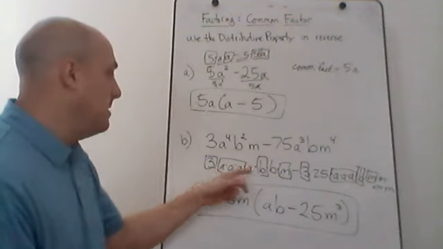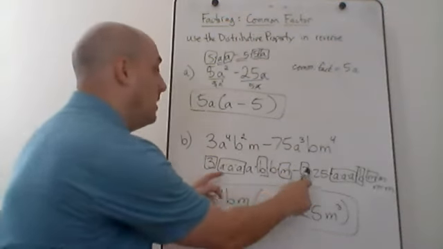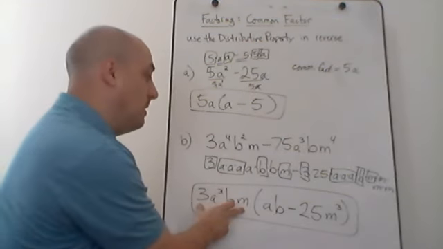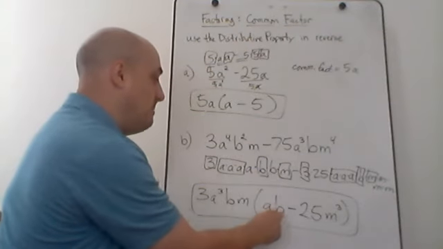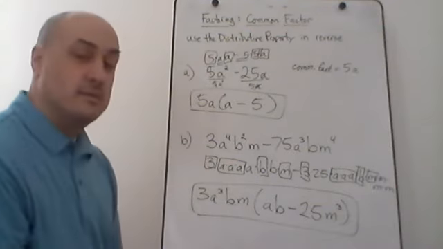Hopefully that makes sense the way I did that by writing out every single factor and then just pretty much putting a box around what they had in common. Whatever has a box around it is the common factor that you pull out. And then when you make your parentheses, whatever doesn't have the box around it, in this case the a, b is my first term, the 25 and the m to the third power is my second term.